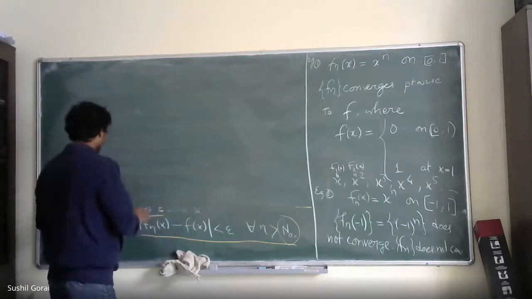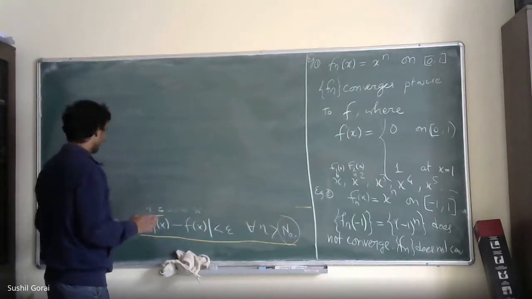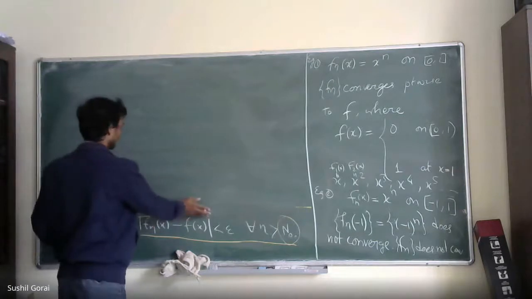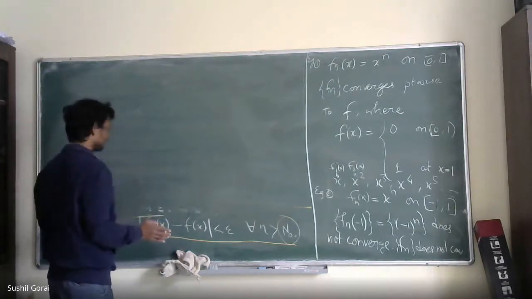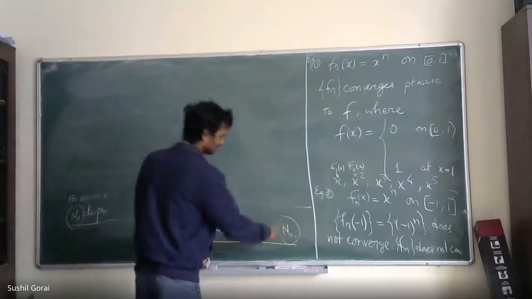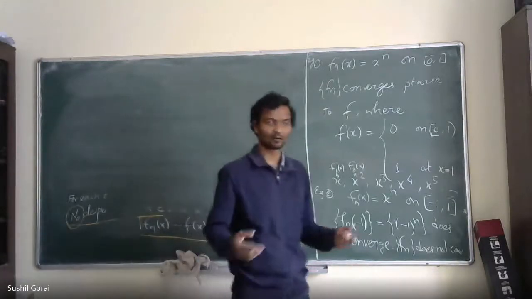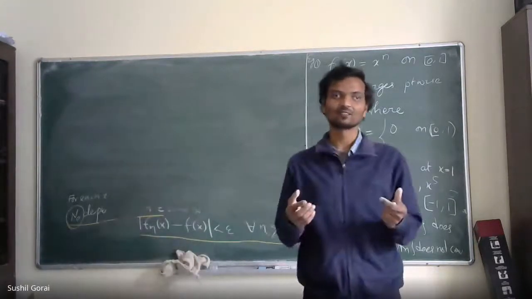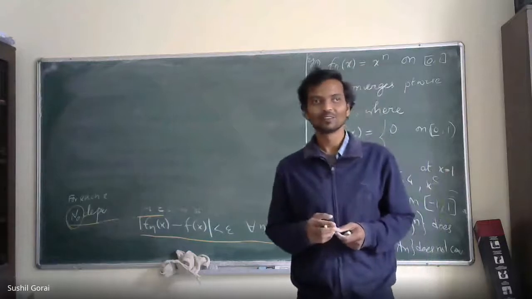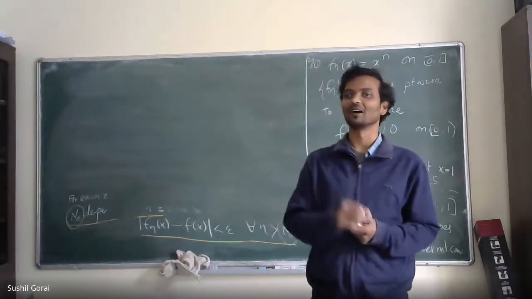So if you remove x here, and n naught just depends on epsilon, and you say this is true for all x in the domain, that is a stronger form of convergence. We'll come to that. We are going towards that.